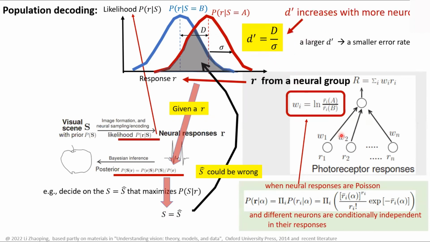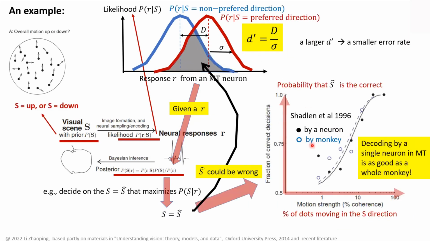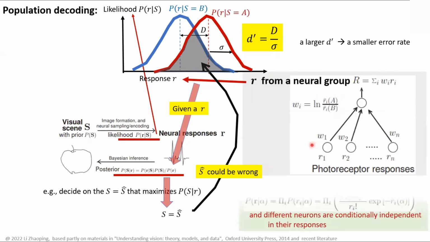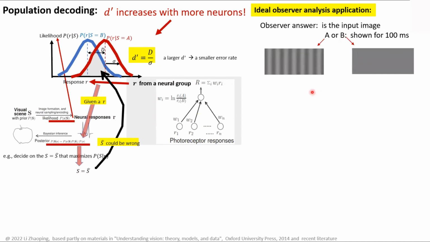One thing you'll notice: the more neurons you have, the bigger the d prime is, so therefore you should perform better. Remember, we were a bit surprised that somehow the whole monkey and one neuron performed exactly the same. Well, let's see some other examples. They usually call this ideal observer analysis, because you can say this is the optimal decision under Bayesian statistical decision making.